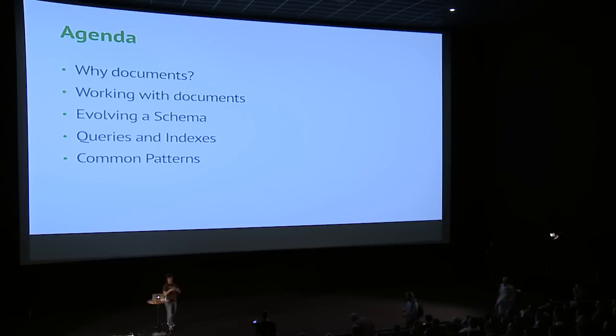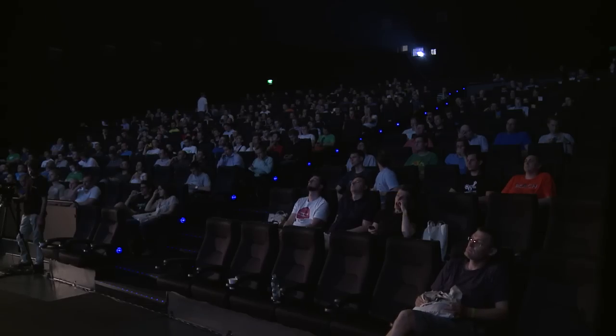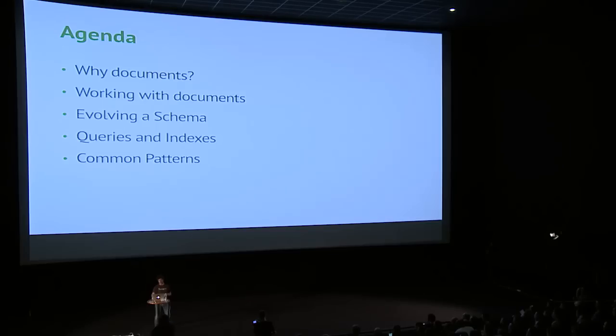So I put together a small agenda today about why document, working with the documents, the impact on the application developer, and what is interesting when you have to update your database, when you have to change your schema inside your application. And some quick discussion around queries, around common patterns that you can see inside your application. So it's just an introduction, but it will give you an idea of the differences between relational database and documents, and on which kind of application or feature you may look at when you want to build your application.